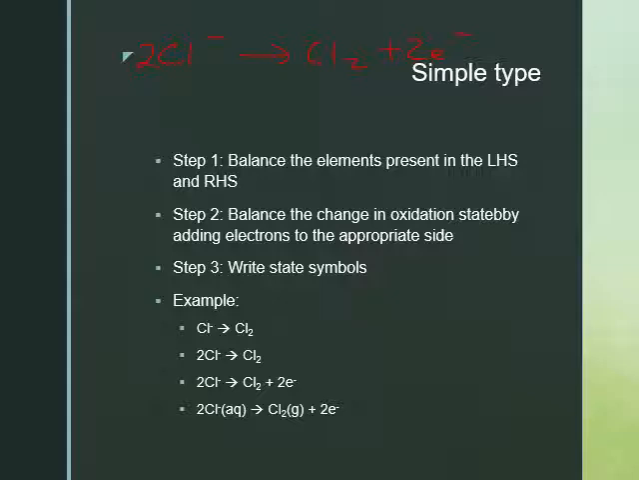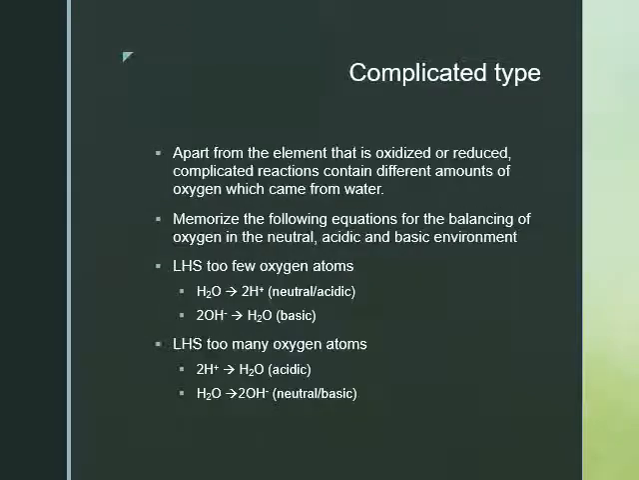And then let's go to the next one. So, the complicated one. It's complicated because there's different amounts of oxygen. For example, if I have something like MnO4 minus to Mn2 plus. Now in this case, there's extra oxygen here. So how do we handle all this oxygen?